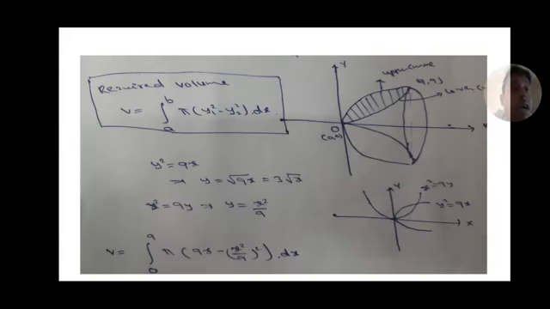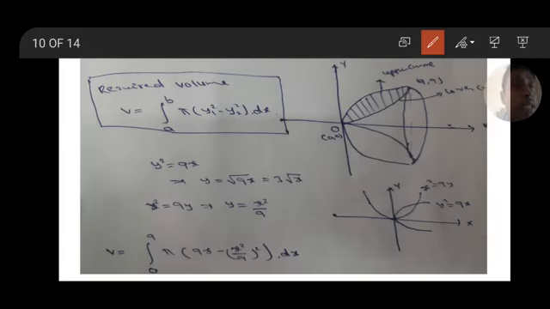Next, the required volume means this part is revolving about the x axis. We get a volume like this. The required formula is V equal to integration a to b pi into y1 square minus y2 square dx, where the upper curve is y1 and the lower curve is y2.